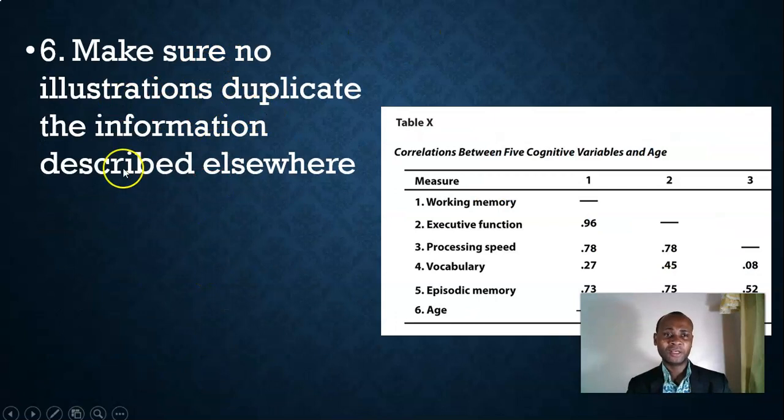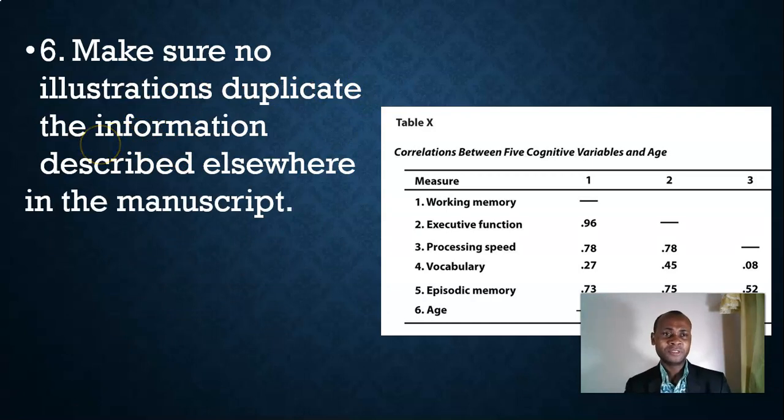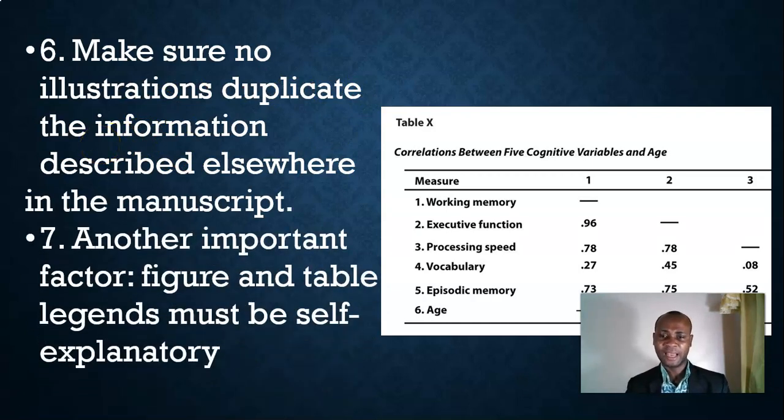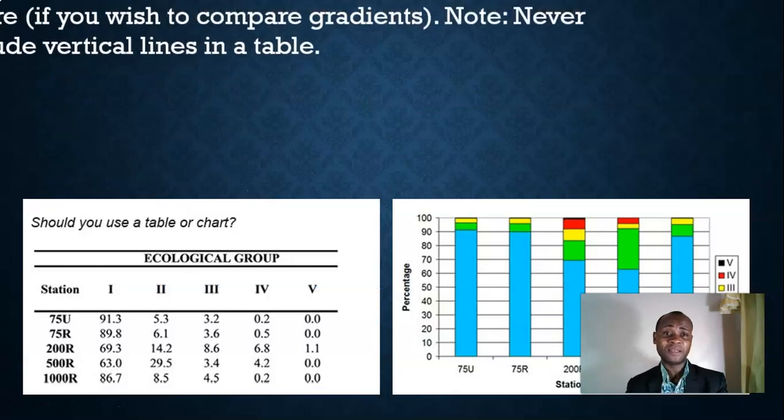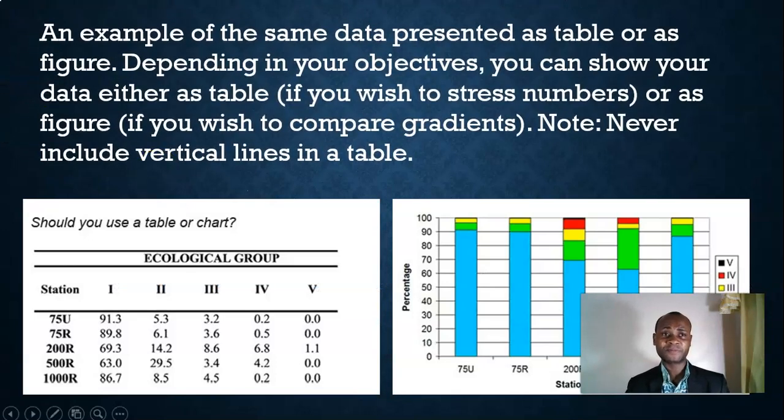So make sure no illustration is duplicated. Don't duplicate any kind of information. Don't duplicate any table. Don't duplicate any figure. So none should be duplicated in the manuscript. Number seven, another important factor. Figure and table legends must be self-explanatory. So usually we are going to provide legends for the tables and for the figures, and make sure they are self-explanatory.